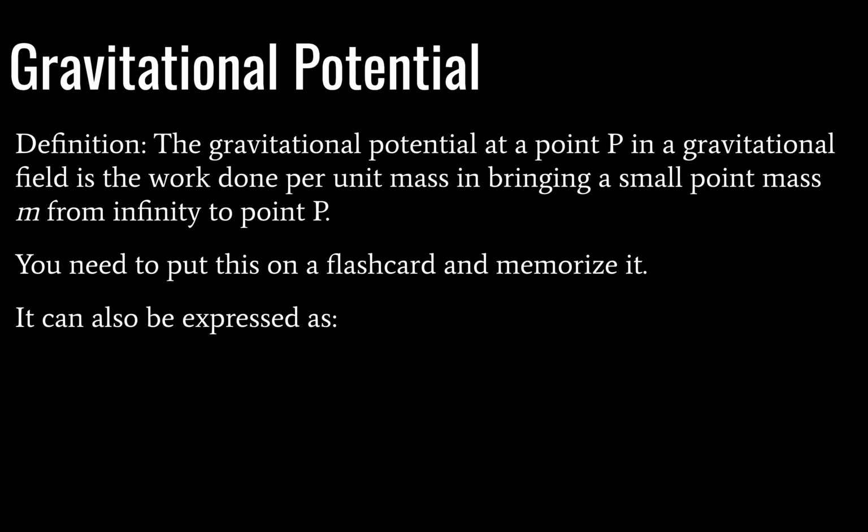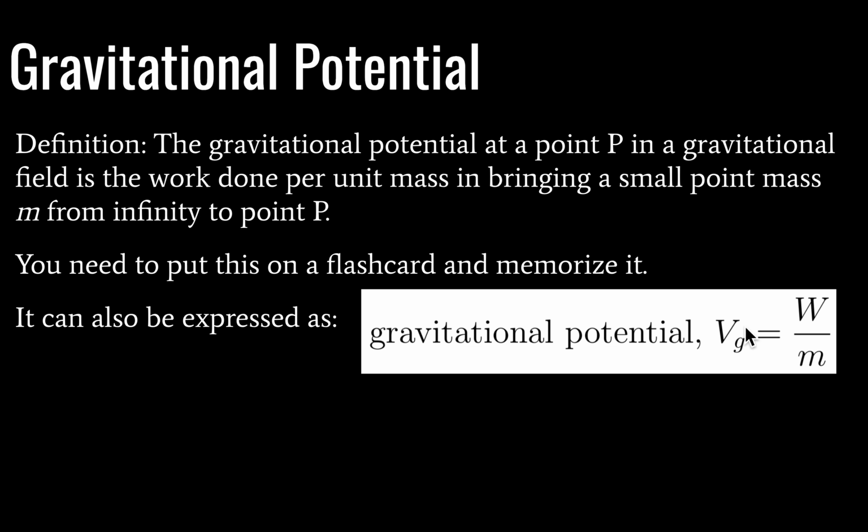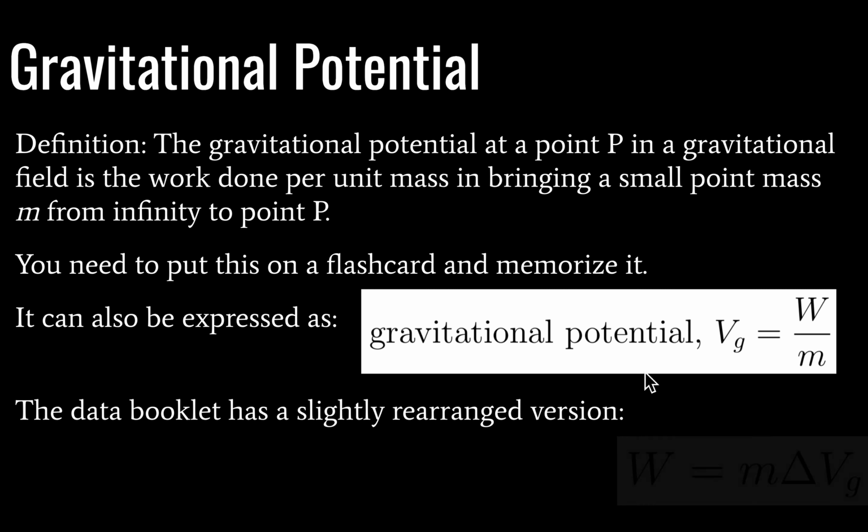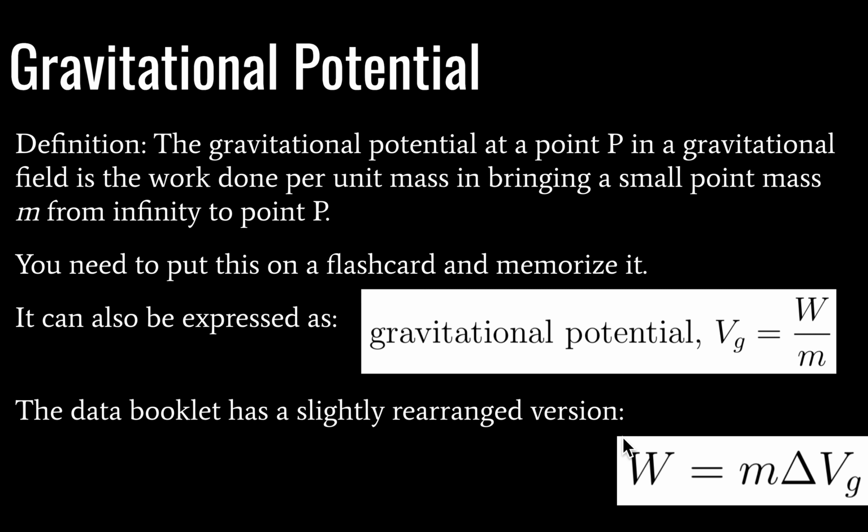This relationship can be expressed in this way, although it loses a lot of context. So it's really important that you associate this definition with this equation, okay? But it is in your data booklet. So the data booklet gives a slightly rearranged version where work is equal to mass times our change in gravitational potential.